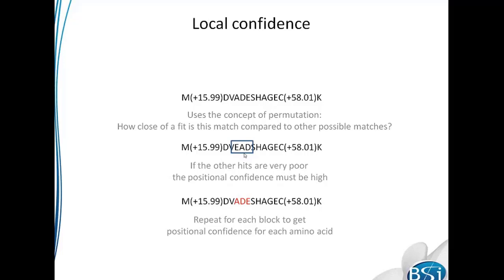If those are bad matches to the actual peaks in the spectrum, then we can assume that ADE is the most likely match for that sequence, and then we give it a red color here, meaning that we have over 90% confidence that those are the correct amino acids for that position. And it will continue on through and do that for all of the different chunks of that peptide sequence to figure out what kind of confidence score we can actually assign to that de novo sequencing result.